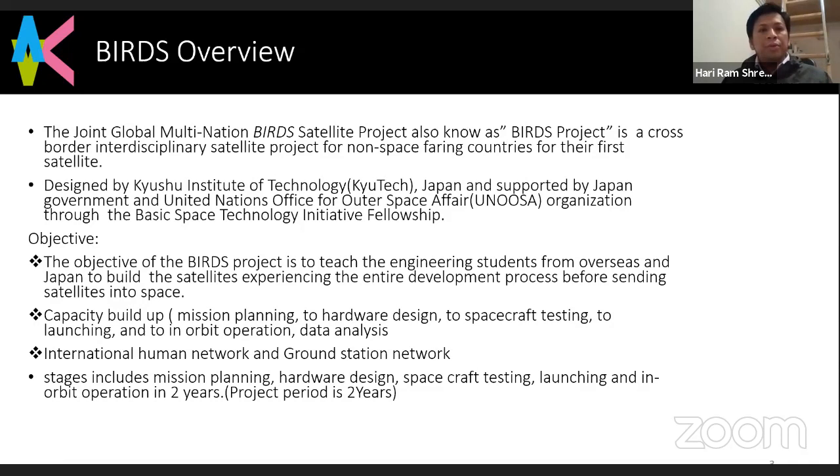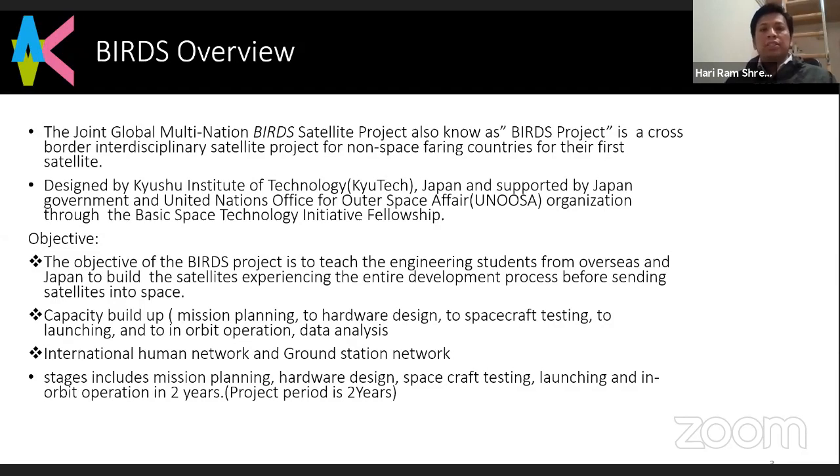This is the BIRDS overview. BIRDS is a joint global multinational project. It started in 2013 at KyuTech. Professor Cho started this program at KyuTech with support from the Japan government and also the United Nations Office for Outer Space Affairs, UNOOSA, which also supports this project as a basic space technology initiative fellowship. Through this project, many countries have already deployed their nation's first satellite.